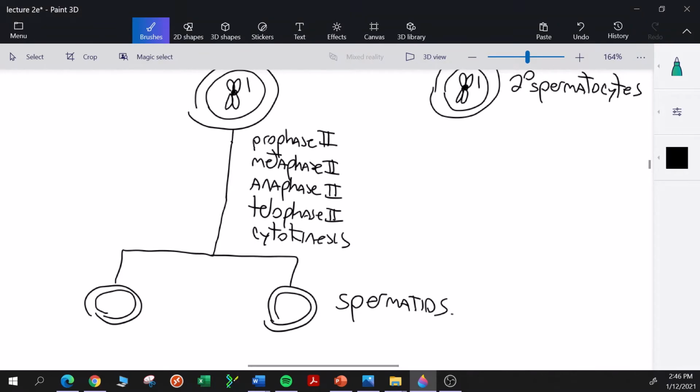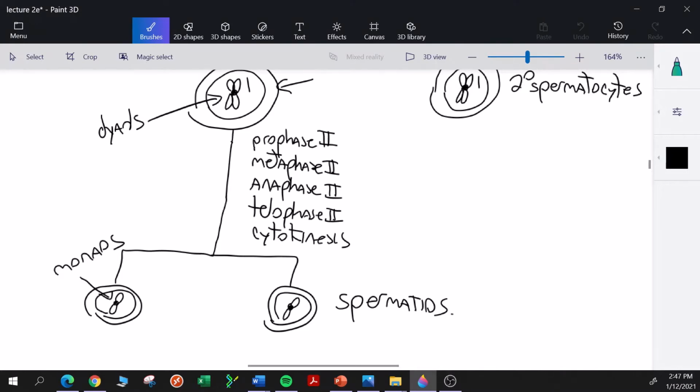And let's look at what the chromosomes look like here. So we can see they're no longer dyads. Up here in the secondary spermatocyte, they're dyads. Down here in the spermatid, they are monads. How many chromosomes are in the monads in the spermatids? Just one. One in each spermatid. How about in the secondary spermatocytes? How many chromosomes in there?